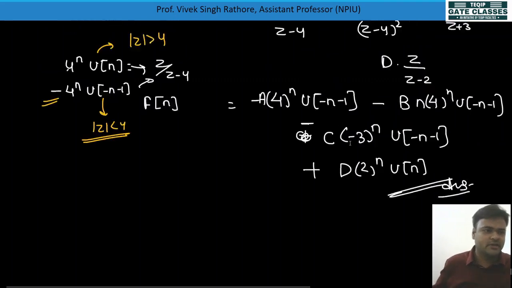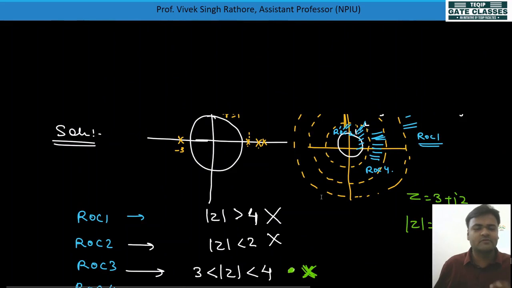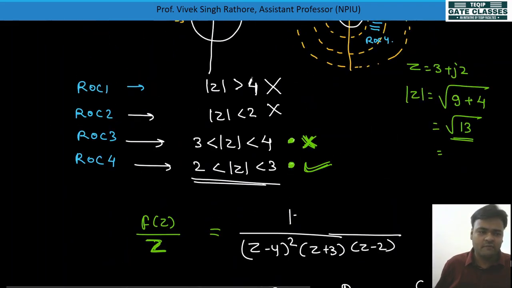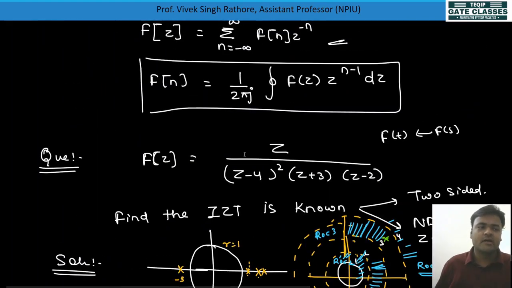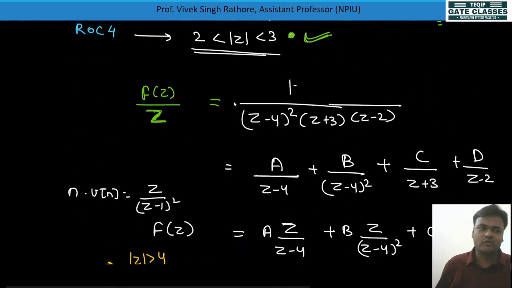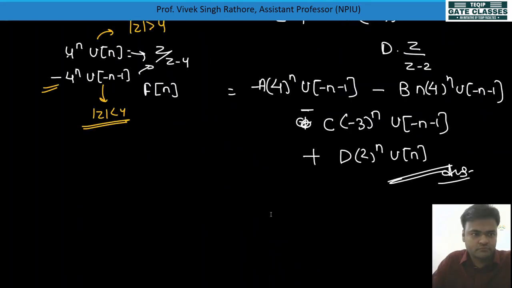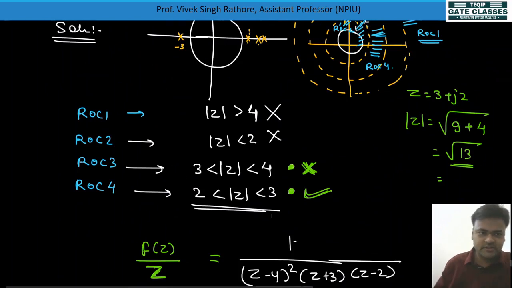How it came, see, and it is unique. Why is it unique? Because in the question itself it has been given that it is two-sided. If it was not given that it is two-sided, and these conditions were not there, then we would have 4 ROCs, meaning 4 inverse Z transforms could be calculated from this expression. So in an objective type of question you will be given some conditions, and then you need to check the answers.